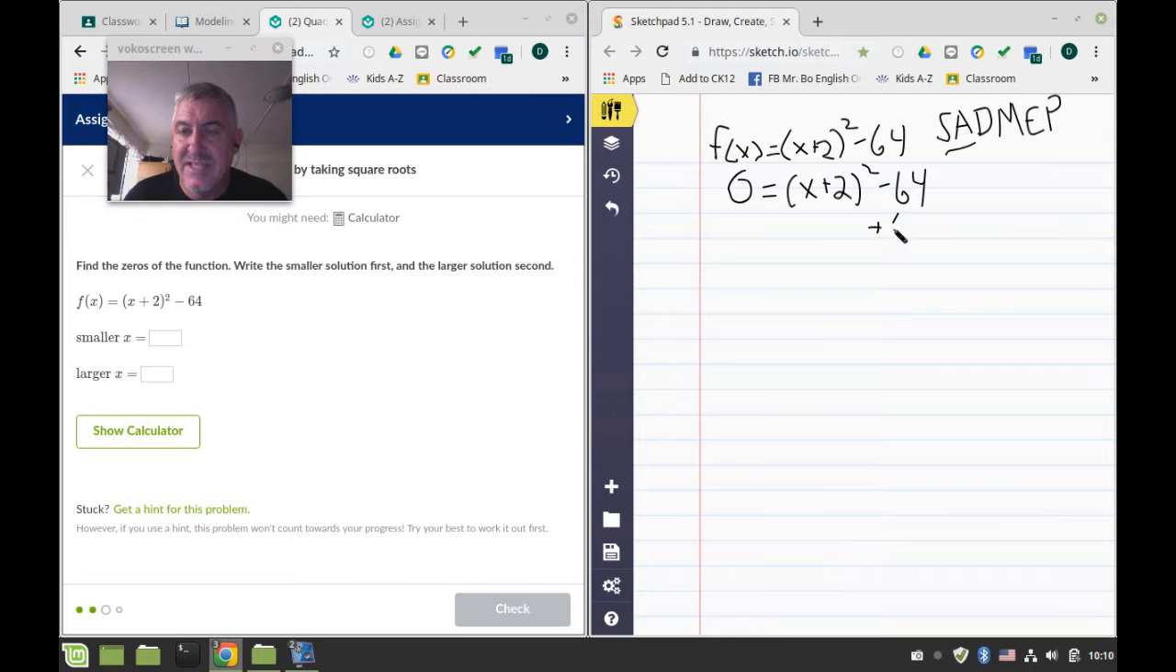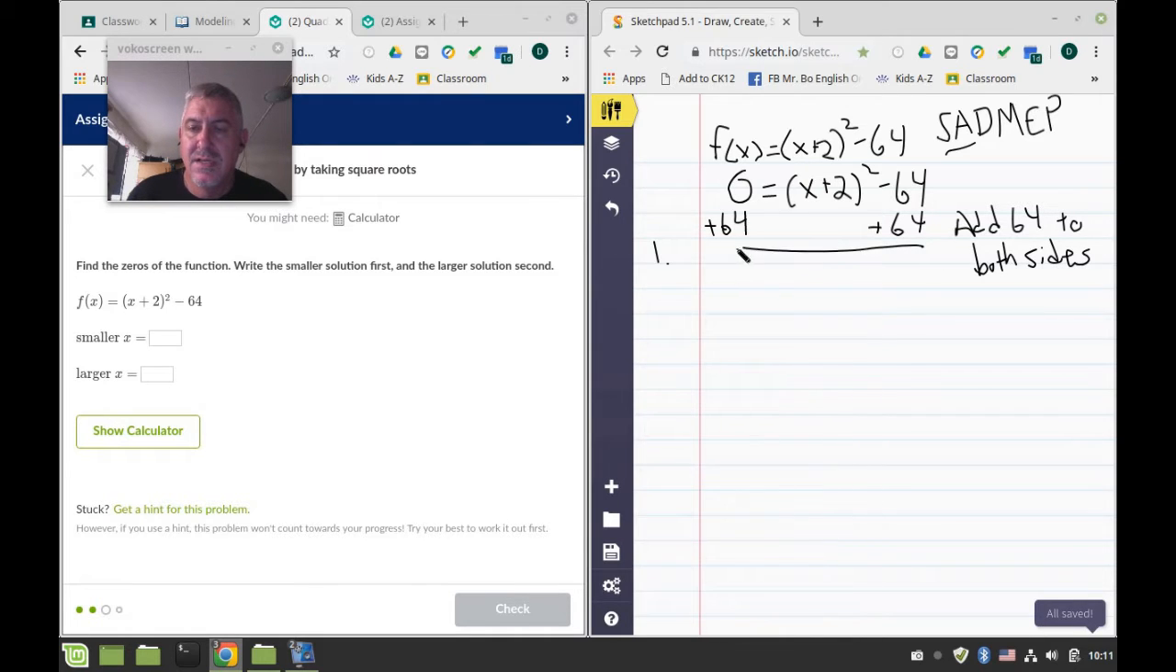First, I'm going to add 64 to both sides. So my first step is add 64 to what? Right, both sides. One side? No, two sides. Okay. So now I have 64 is equal to (x plus 2) squared. I'm going to turn that around here. (X plus 2) squared equals 64.